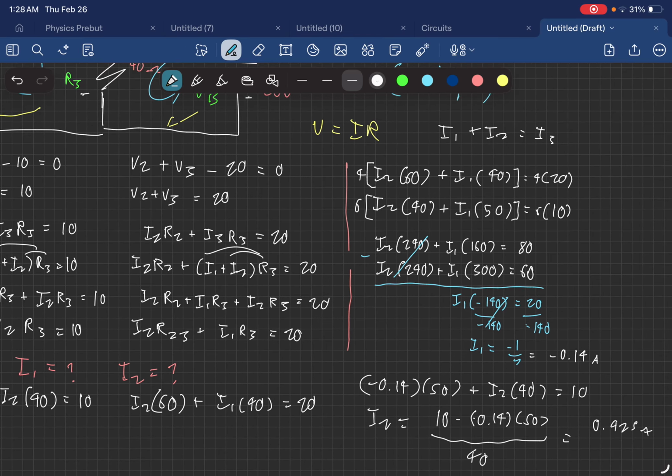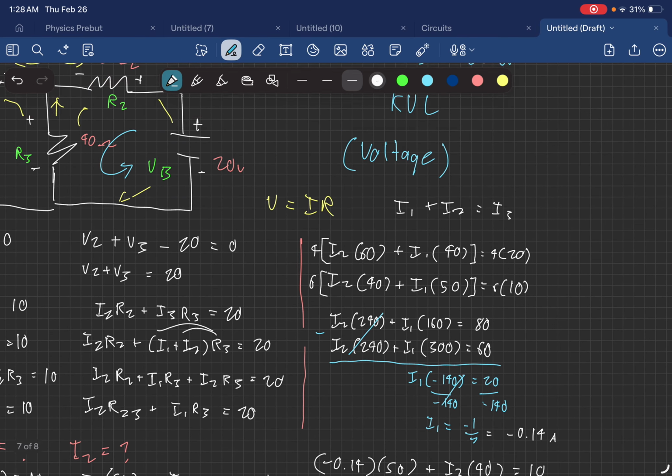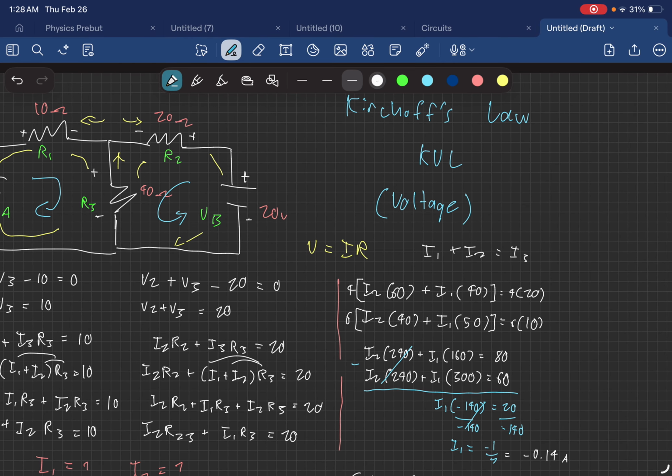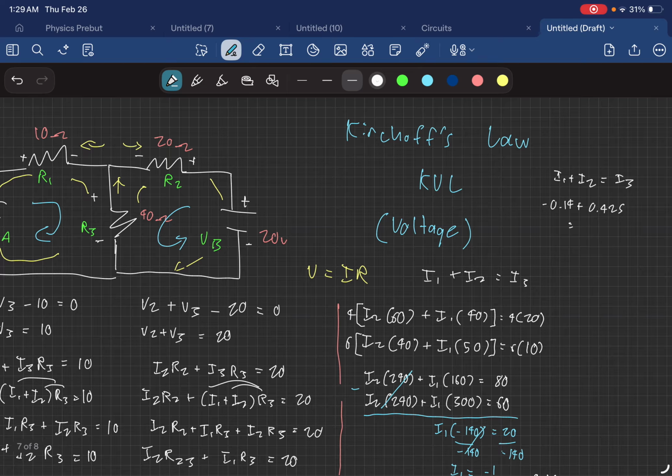0.425 A. And then if you want to get I3, you just add them, remember? I1 plus I2, so I get I3. Let's write it down over here. I1 plus I2 is equal to I3, where I1 is negative 0.14 plus 0.425. This will give you our I3, which is 0.285 amperes.